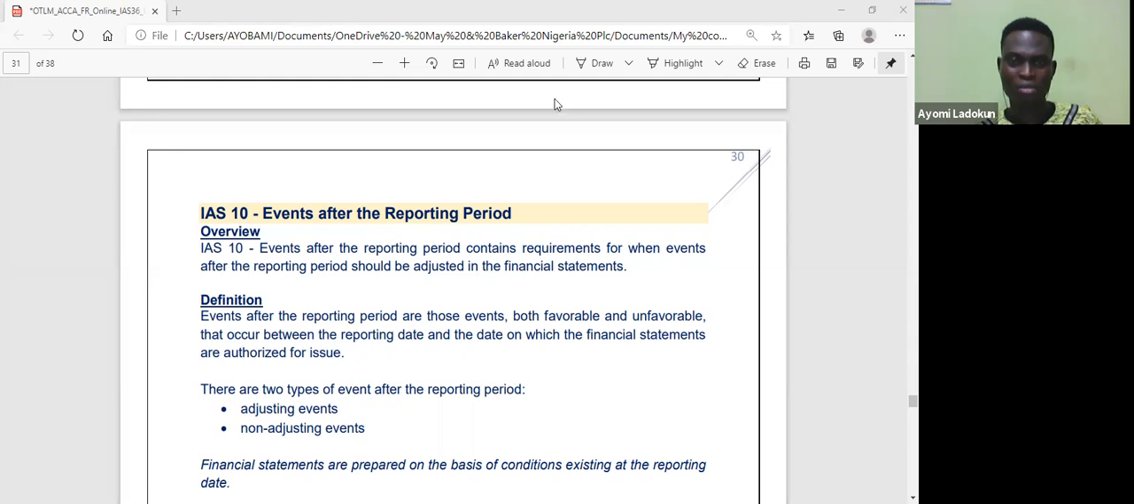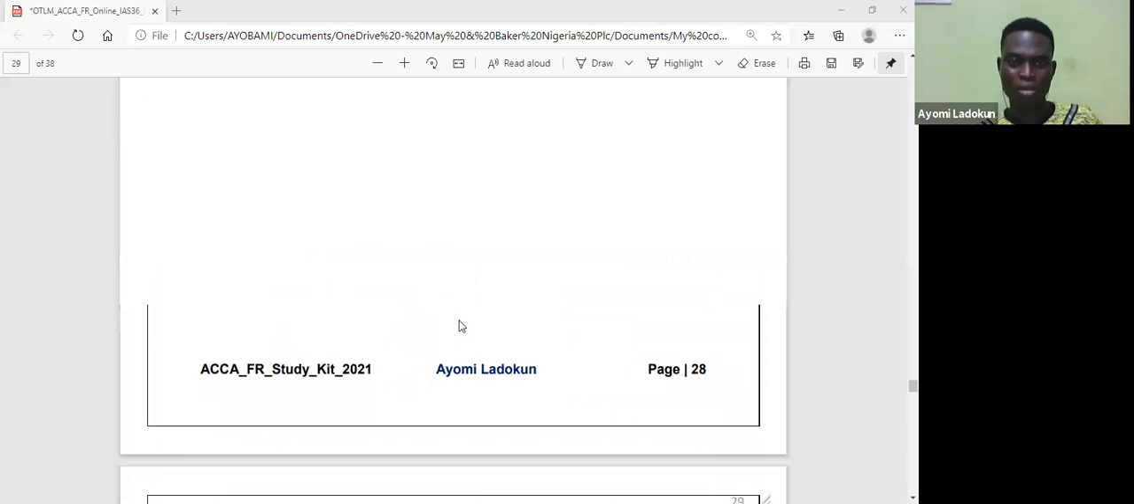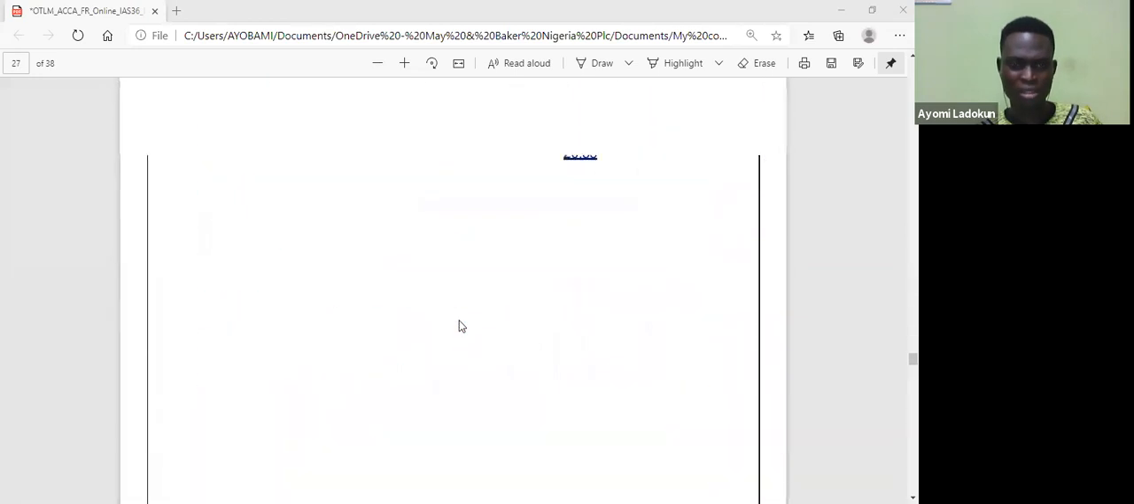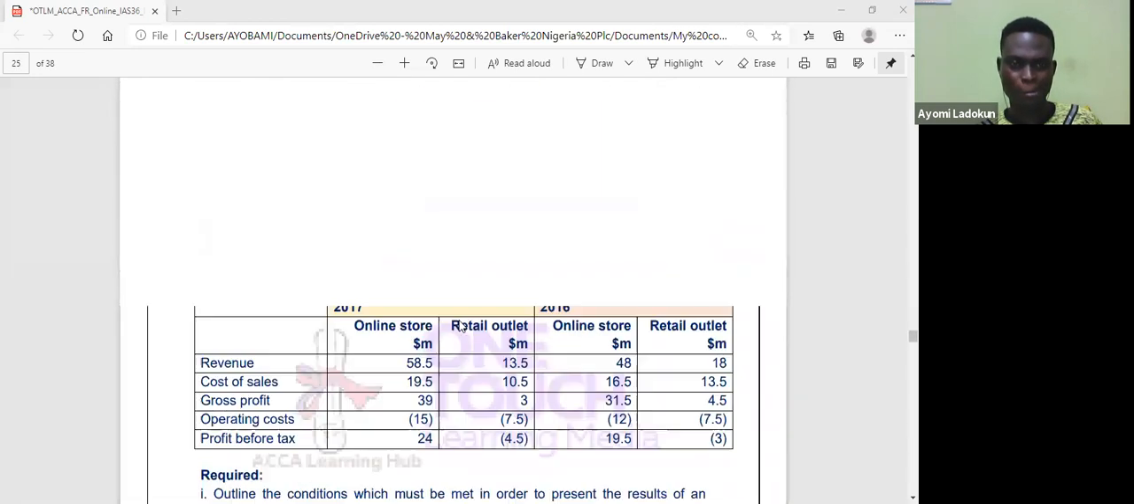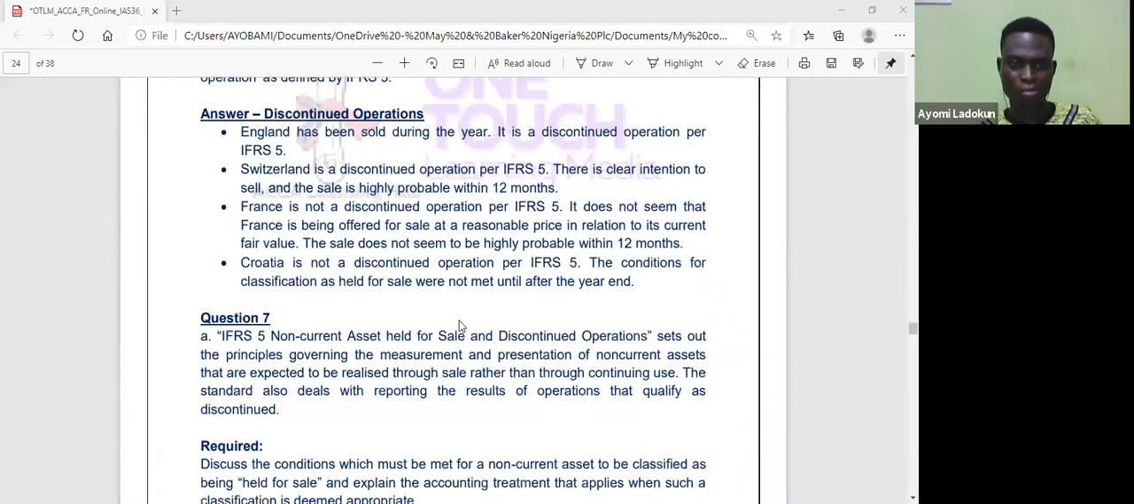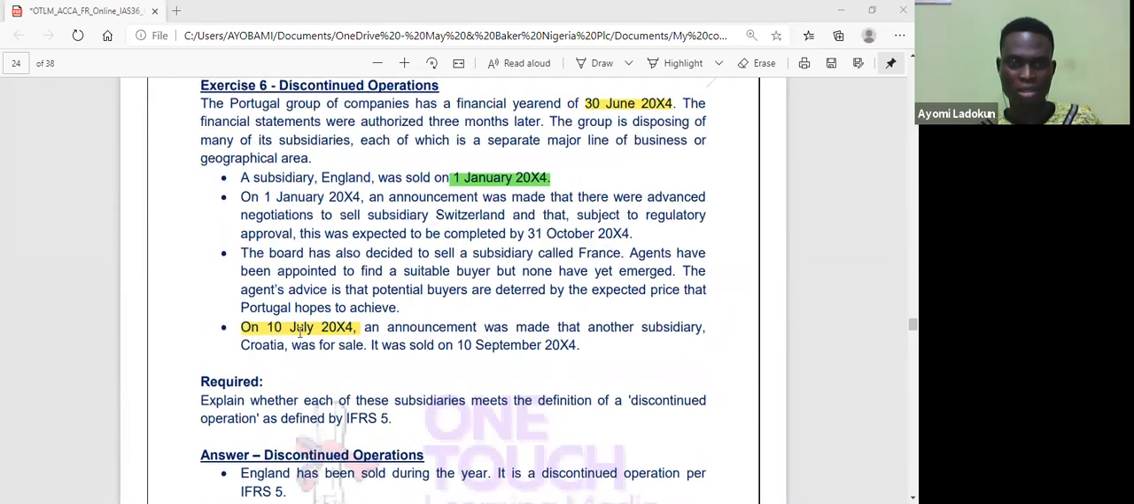Previous example where we have July. Let me see if I can quickly do that. You're talking about this. This is 10th July. That's why I highlighted this date. This is the end of the year. I said earlier that before you can classify as an asset held for sale or discontinued operation, the condition must be met as at the year end. So I have left the year end on the 10th of July. After the year end, they made an announcement.